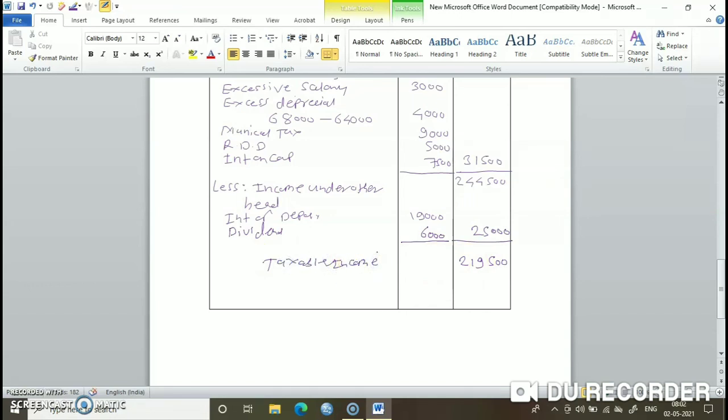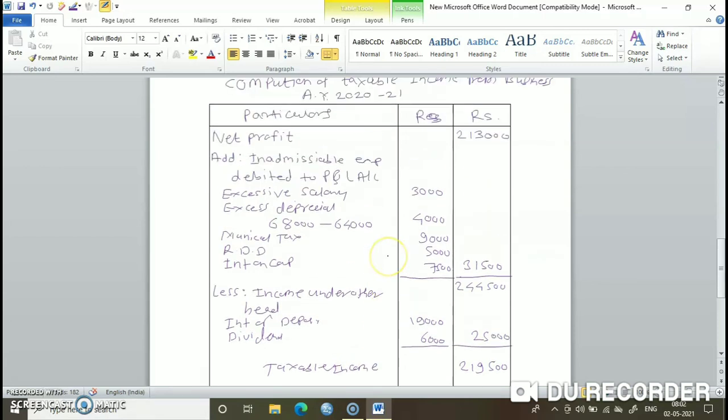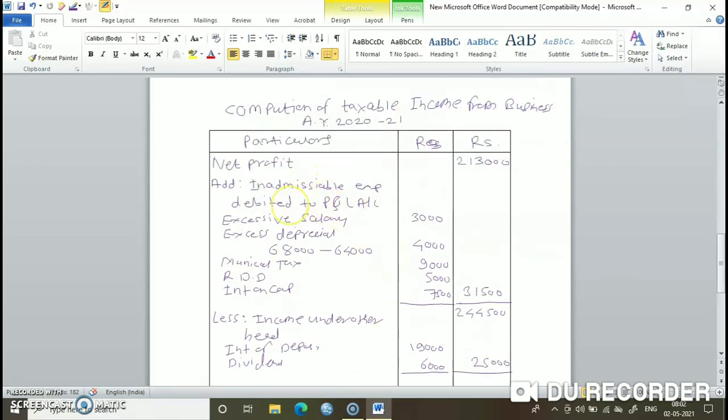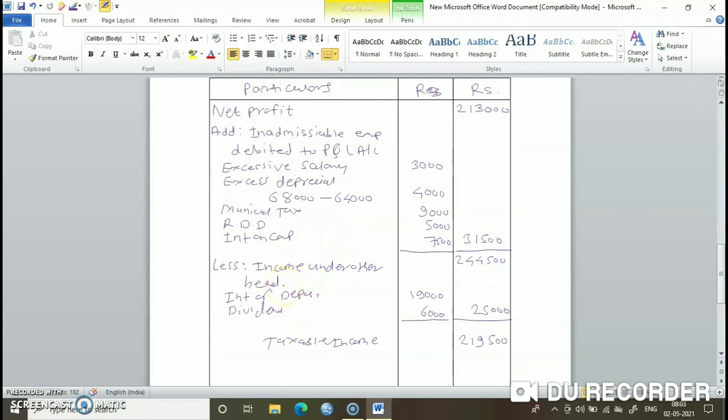Okay, so how can we calculate taxable income from business? This is only the rearrangement of the profit and loss account by considering net profit. Then we have to add whatever inadmissible or disallowed expenditure is expressly debited to profit and loss account, that is called non-business expenditure. And we also have to deduct whatever income from other sources is credited to profit and loss account, that should be deducted from the net profit. And finally, whatever amount we get is called taxable income from business and is chargeable to tax. Thank you.